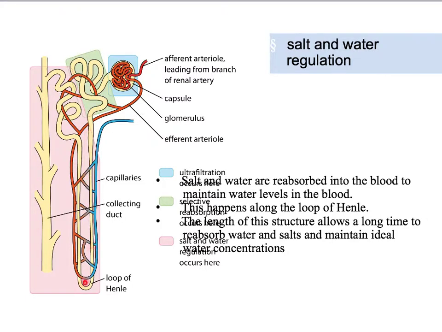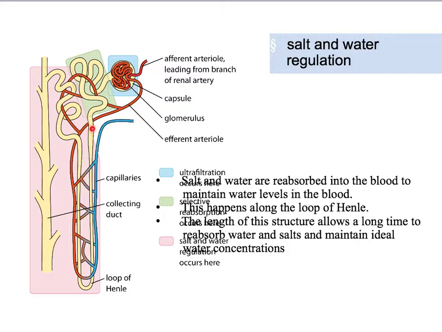And the last part, which we're going to look at, salt and water regulation, happens mainly along the loop of Henle, this loop of the duct here. Now salt and water are reabsorbed into the blood to maintain normal water levels within the blood to prevent osmosis bursting blood cells, etc. The length of this loop of Henle allows more time for that normal level to be maintained properly.